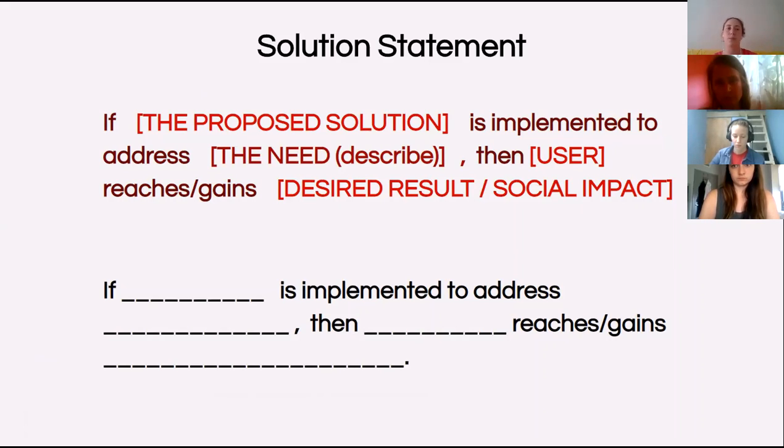So this is what the solution statement looks like. It says, if the proposed solution is implemented to address the need, then the user reaches or gains the desired result. And you just plug in your final solution idea. So if you make a mini role-themed park in the airport to address the need for relaxation and joy in the airports, then long-term transit flyers will be able to have a place to relax and do some art and learn more about the culture of that place, something like that.